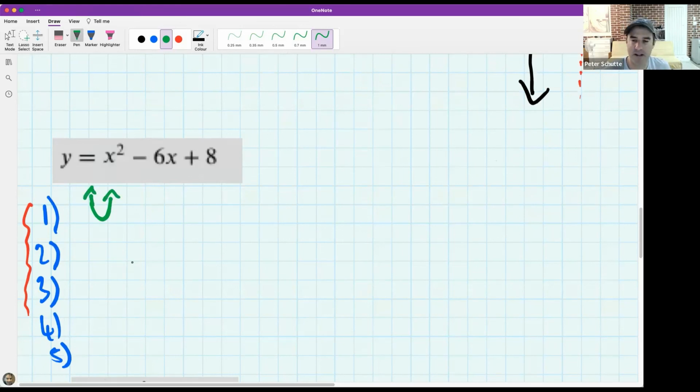Okay, so step 1 is happy. This is a happy parabola. We are pleased to meet it. It's pleased to meet us. Now I want to know, what is the y-intercept? What is the x-intercept?